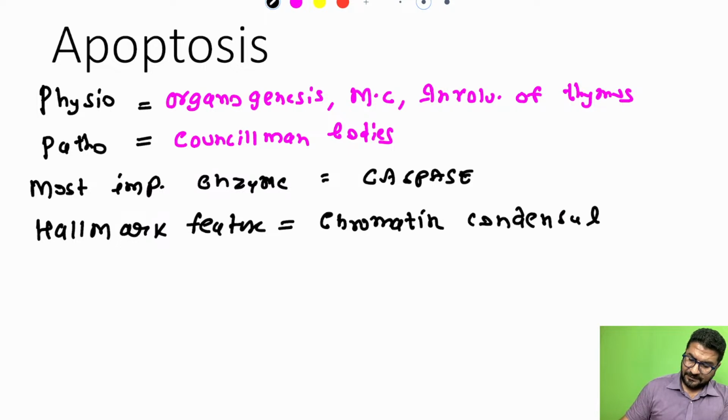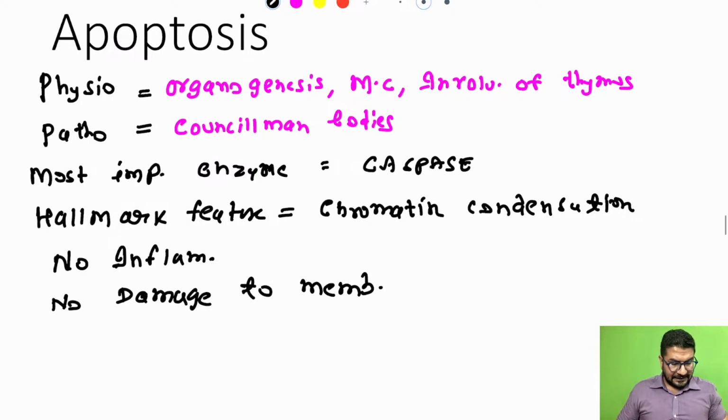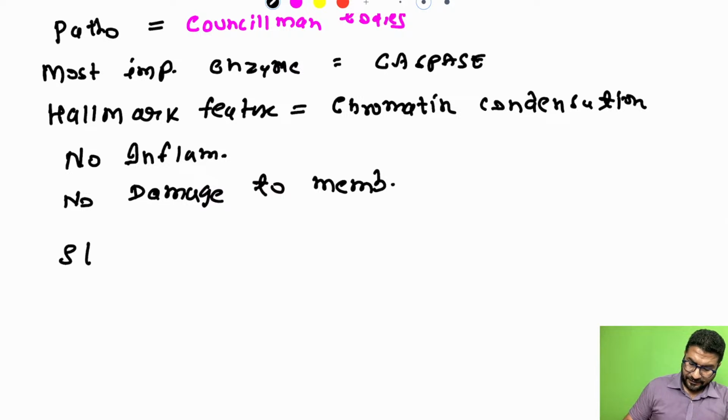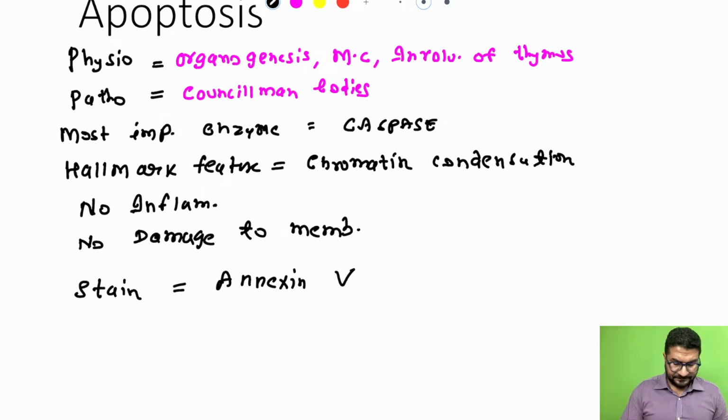और क्या आपसे पूछते हैं एग्जाम में, एपोप्टोसिस में कौन सी टाइप की इन्फ्लेमेशन होती है? What type of inflammation you will see in apoptosis? So remember, there is no inflammation. In apoptosis, you will see no inflammation and there is no damage to membrane. कोई inflammation नहीं होती. And lastly, I can say like what stain we have for apoptosis. So stain जो use करते हैं, that is called annexin V. Annexin A is for hairy cell leukemia. Here we have annexin V.